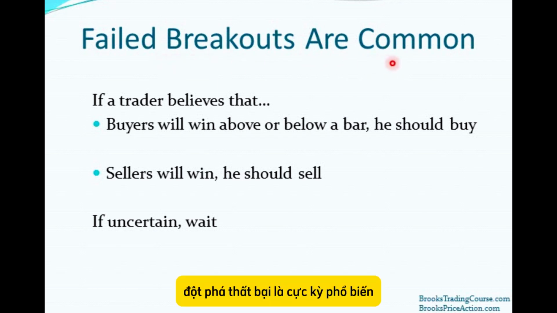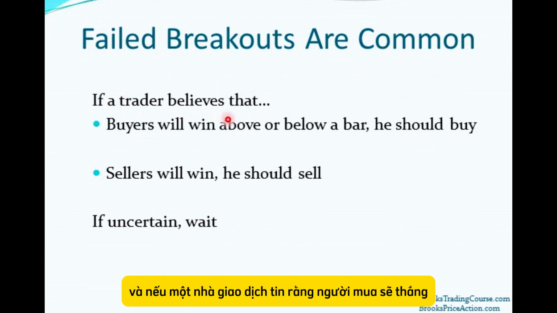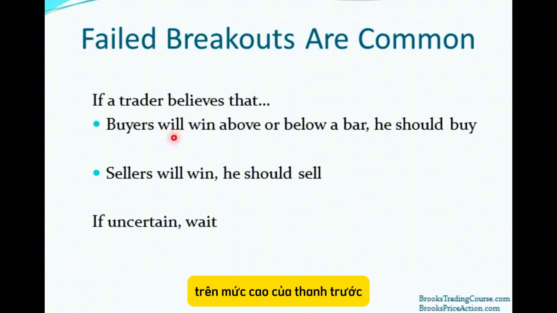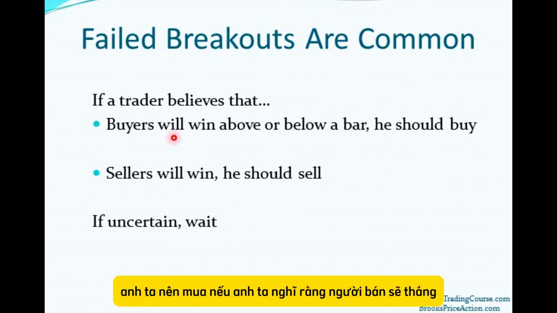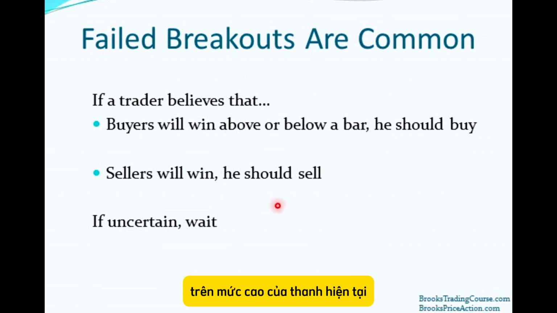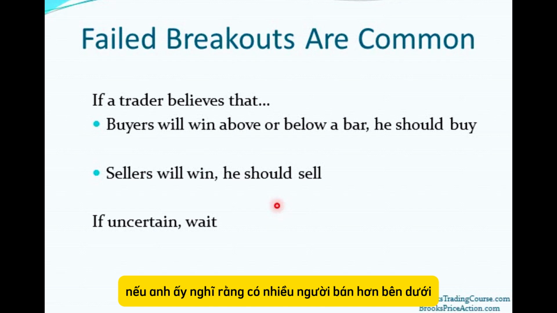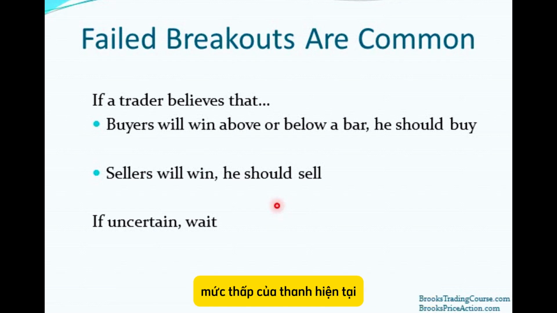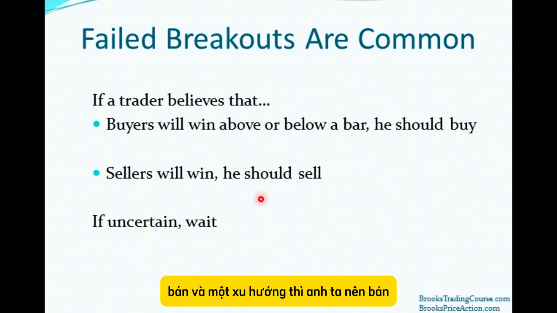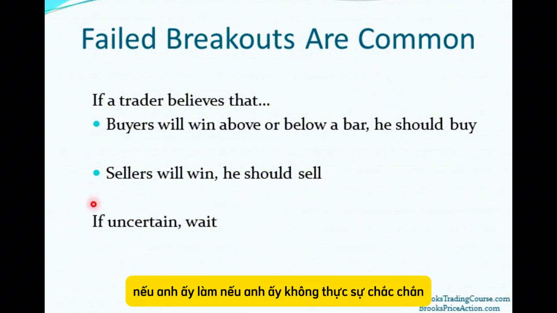Failed breakouts are extremely common, and if a trader believes that buyers will win above the high of the prior bar or below the low of a prior bar, he should buy. If he thinks that sellers will win, he should sell. If he thinks there are more sellers above the high of the current bar, he should sell up there. If he thinks there are more sellers below the low of the current bar, and if he thinks there'll be follow-through selling and a trend, then he should sell. If he's not really sure, he should wait.